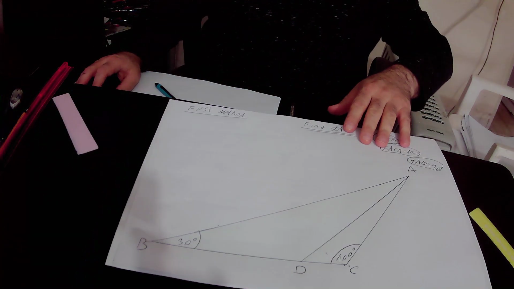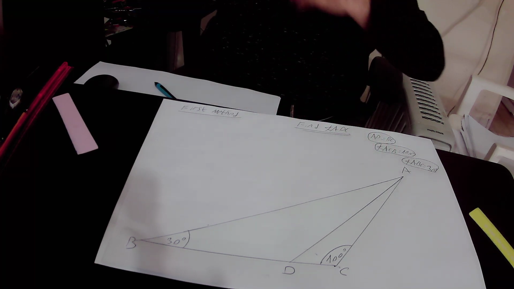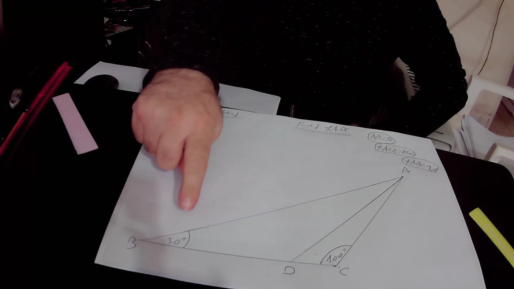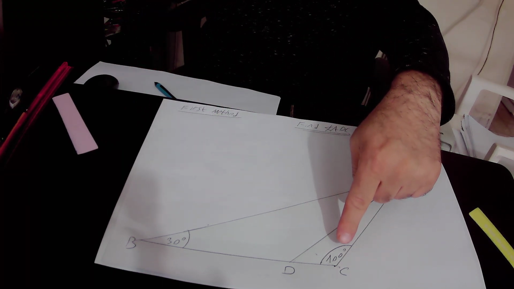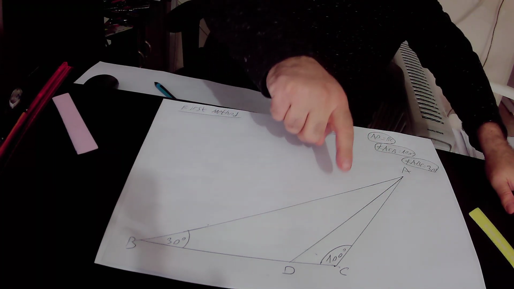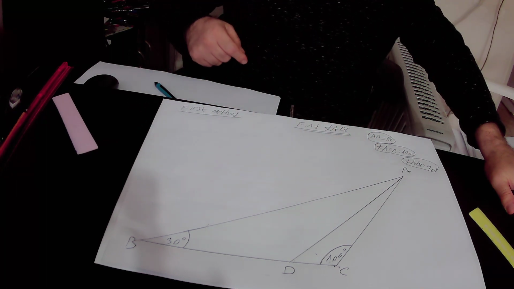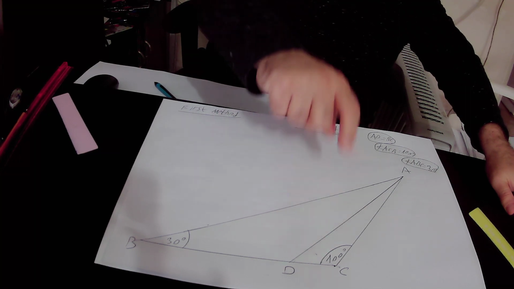Hello, in this lecture we will find out the value of angle ADC using two different methods. In the drawing we have triangle ABC. We know that angle ABC equals 30 degrees, angle ACB equals 100 degrees, and we also know that side AD equals side BC, and we want to find out the value of this angle ADC.